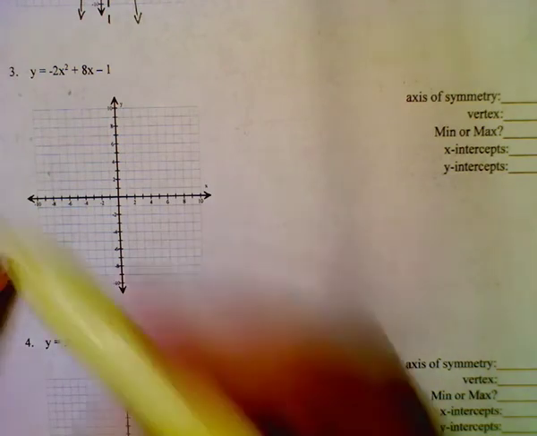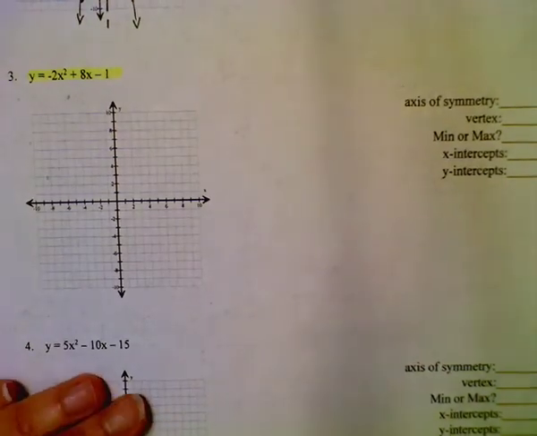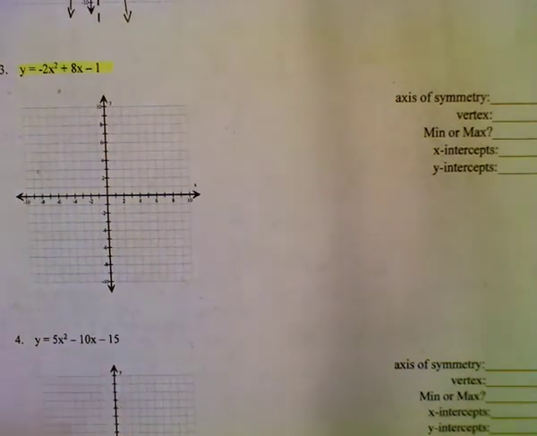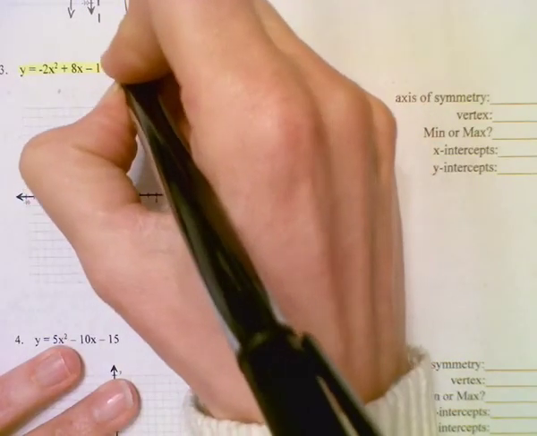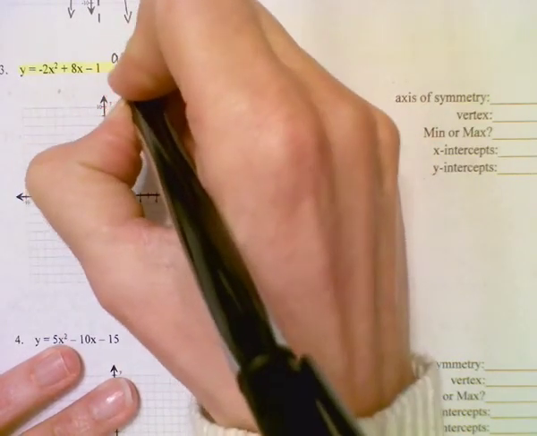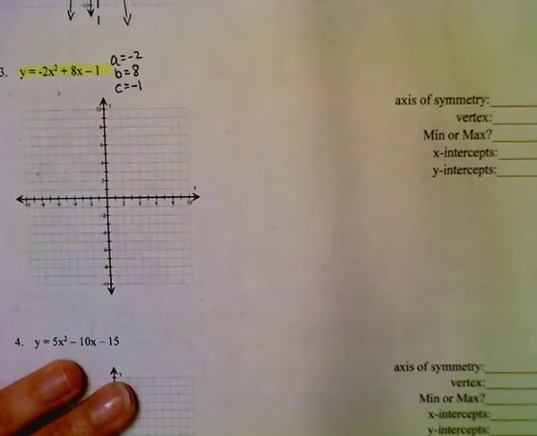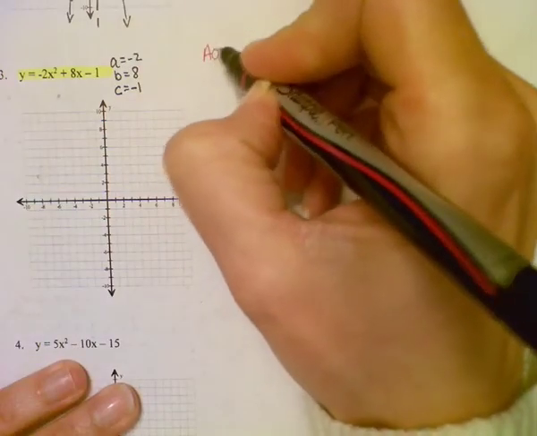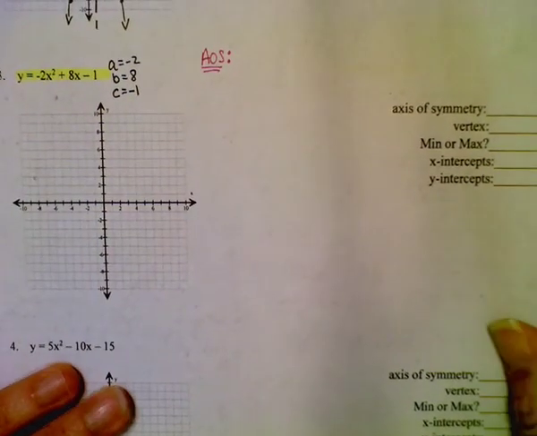Let's go ahead and highlight our next problem so it jumps out at us. It's always nice when they jump out at us. And first step, just like before, is to start with our axis of symmetry. But before we do that, we need to take out our A, B, and C points. So here I have A is -2, B is equal to 8, and C is equal to -1. So if I start with my axis of symmetry, I'm just going to keep everything labeled and organized so we know what work belongs to which piece.